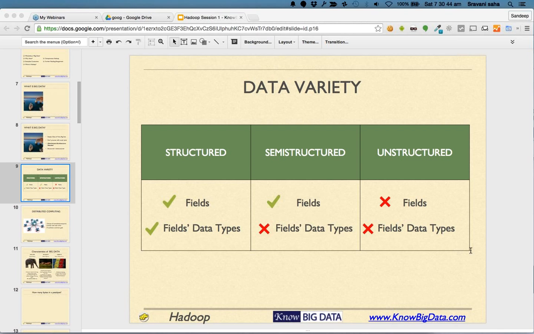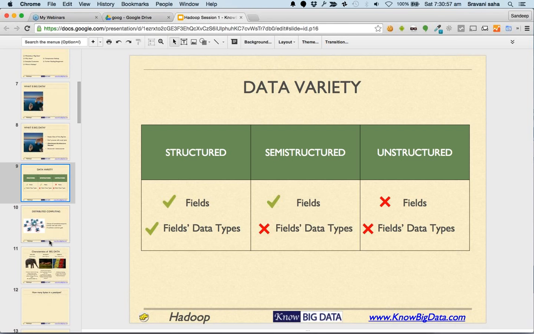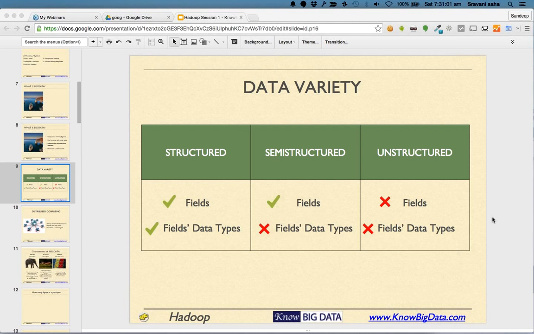Another question, from Kamal, is: do logs come under unstructured data? Yes. Brilliant. Good.